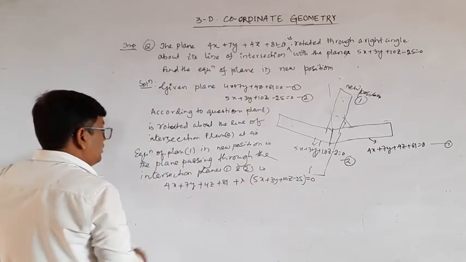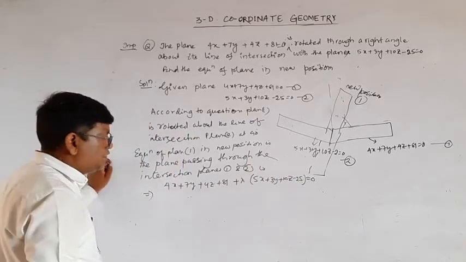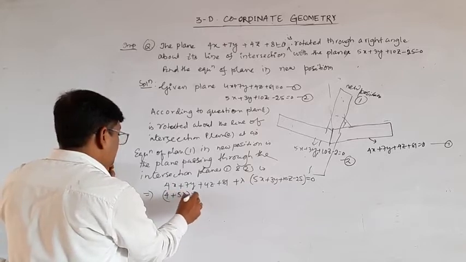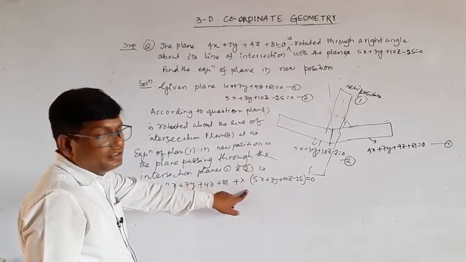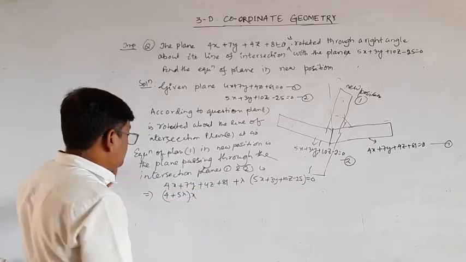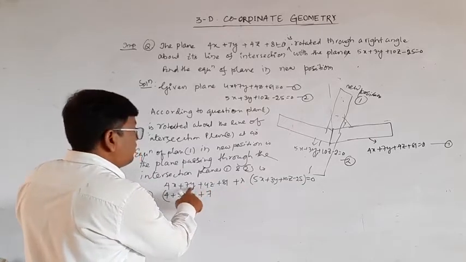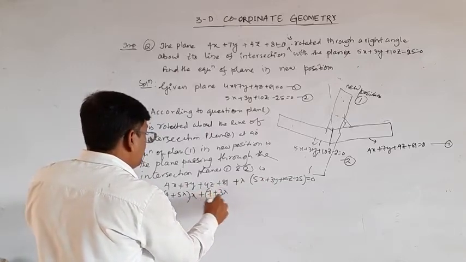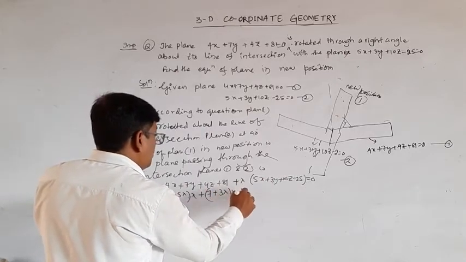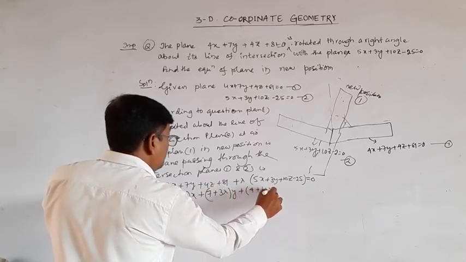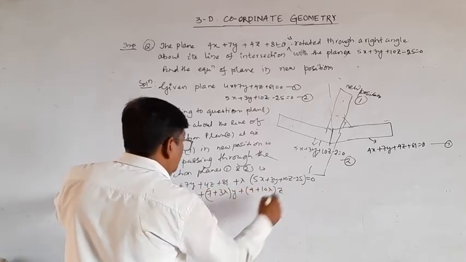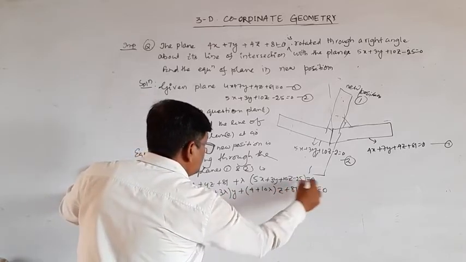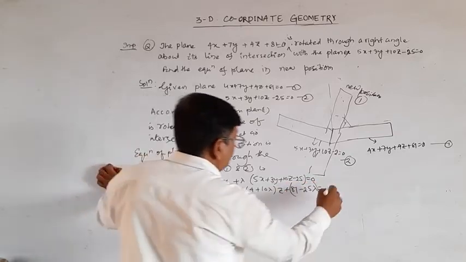Now arrange this according to x, y, z. So 4x plus 5 lambda x, x common, so 4 plus 5 lambda into x. Then 7y plus 3 lambda y, y common, so 7 plus 3 lambda into y. And 4 plus 10 lambda into z plus 81 minus 25 lambda is equal to 0. This is equation 3.